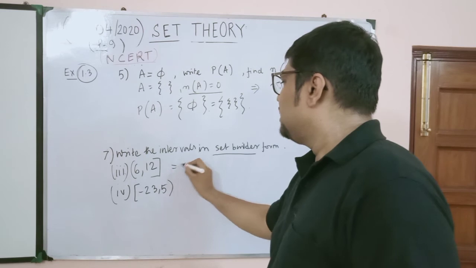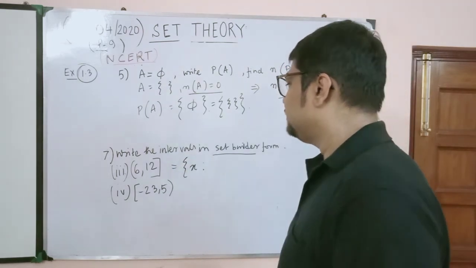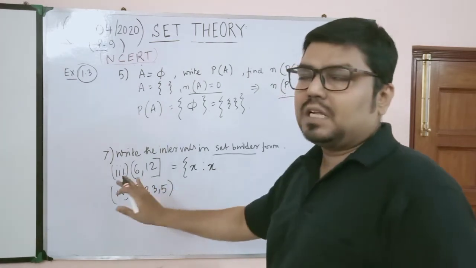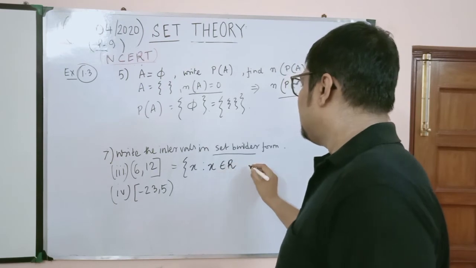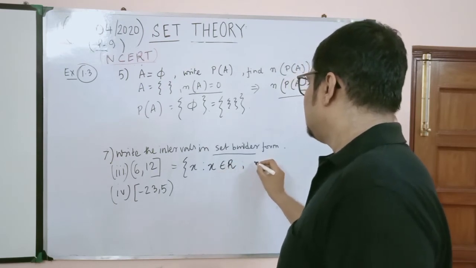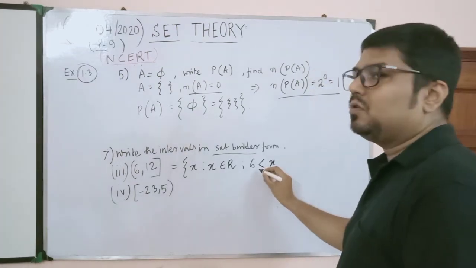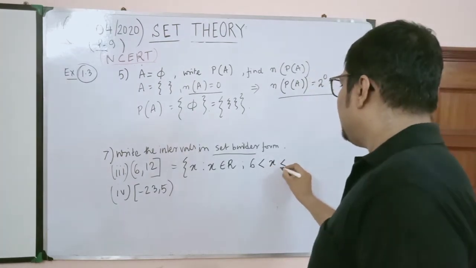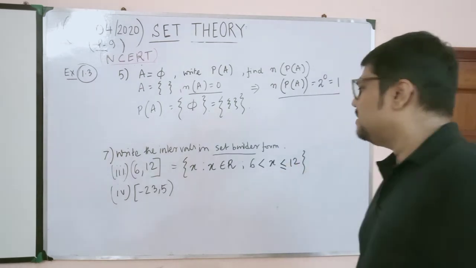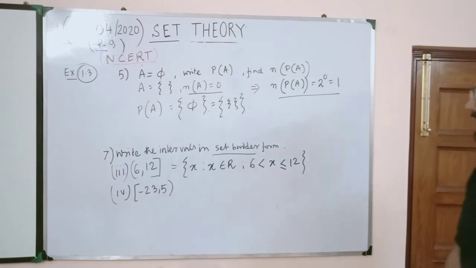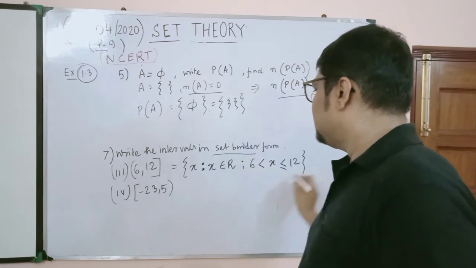So what do we write? Here we write in the set builder form x such that, nothing is specified, so we will take the real numbers. x belongs to R and 6 less than x, we will not put equal to, since this is open, and less than or equal to 12. So here we will put an equal to, and this will look like this. x such that x belongs to R, and this is the condition.